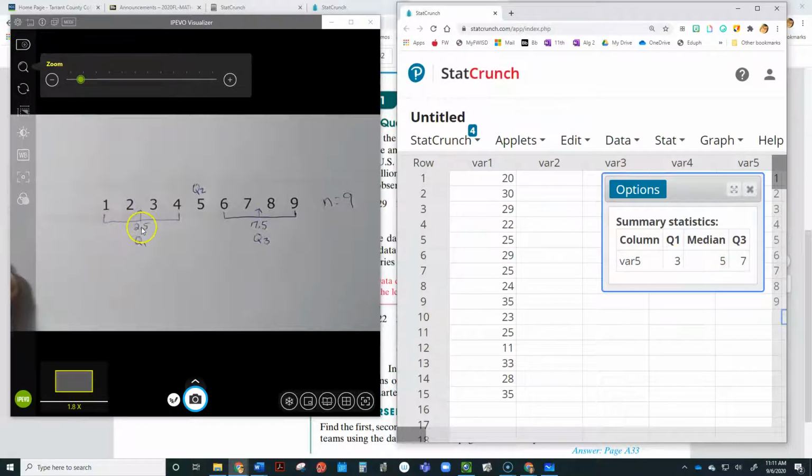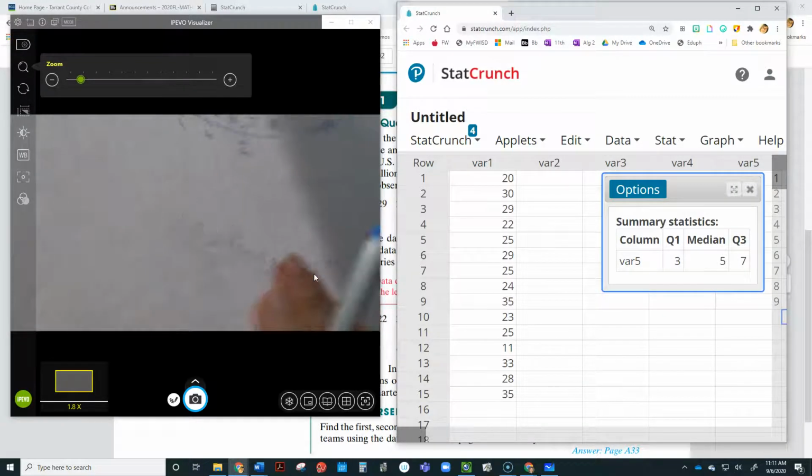I mean, we got 2.5, 5, and 7.5. They got 3, 5, and 7. So we agree on the median. So what did StatCrunch do? All right, that's what I'm going to show you, what StatCrunch did.